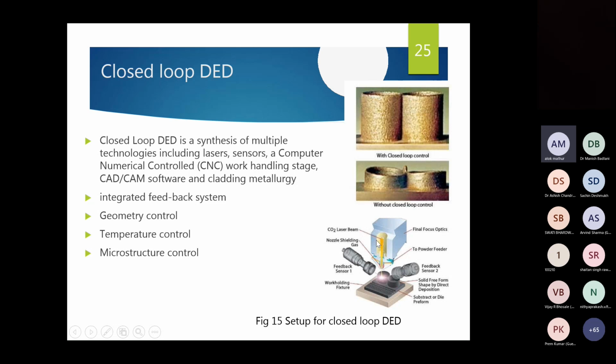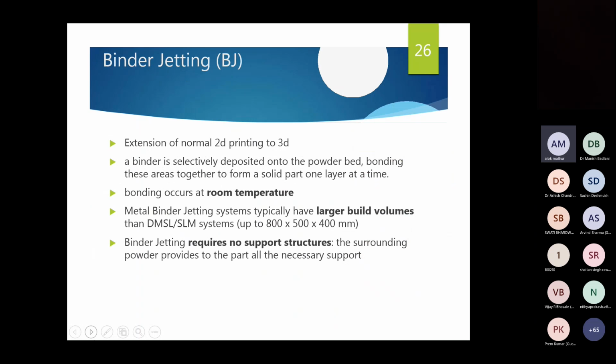We have a CO2 laser beam passing here, final focus optics, and other components you can see on the table. Work holding fixtures are used and feedback sensors are also there. So this is a closed loop DED method. Why do we call it closed loop? Because we have feedback control. An integrated feedback system is there: geometry control, temperature control, and microstructure control. So these are the 4 parameters controlled in closed loop DED.